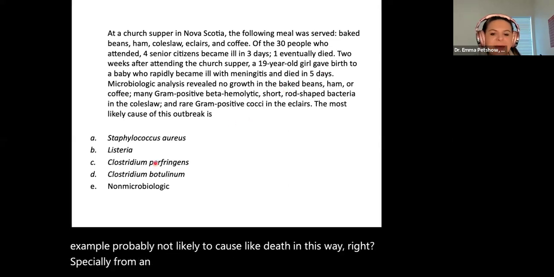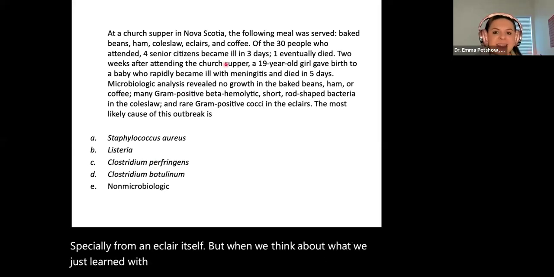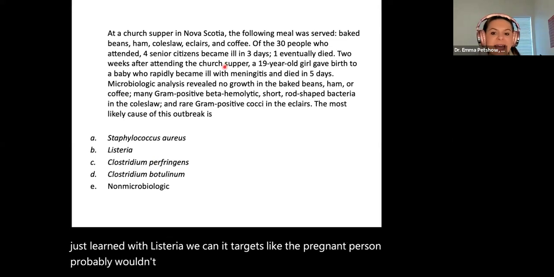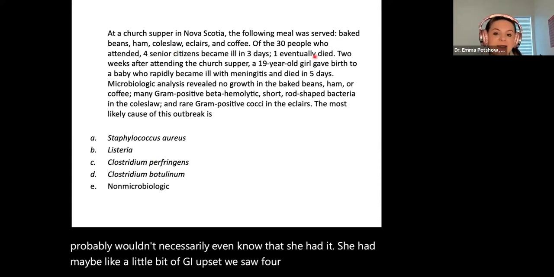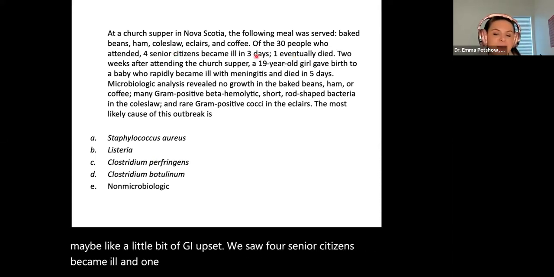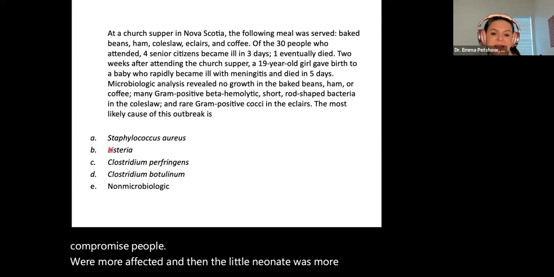But when we think about what we just learned with listeria, it targets that pregnant person, who probably wouldn't necessarily even know that she had it. She had maybe a little bit of GI upset. We saw 4 senior citizens became ill and 1 died, so immunocompromised people were more affected, and then the little neonate was more affected there as well. So that's why it's listeria.